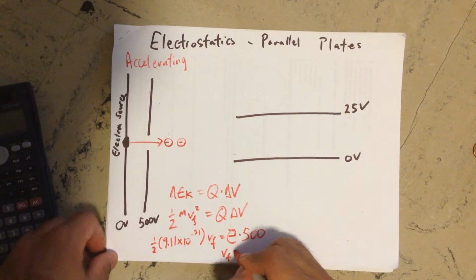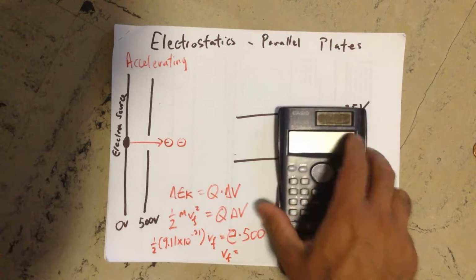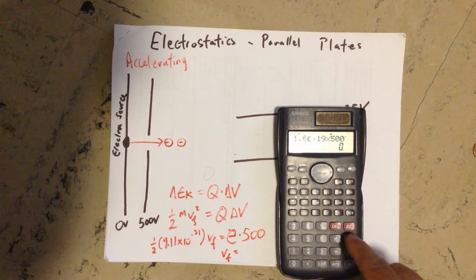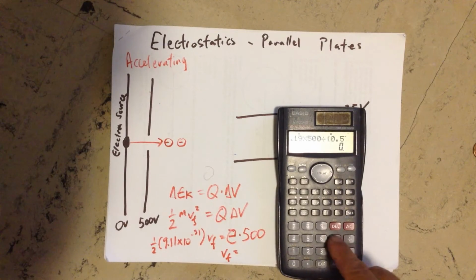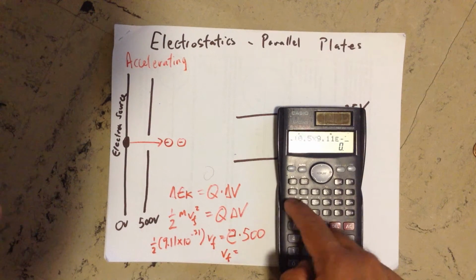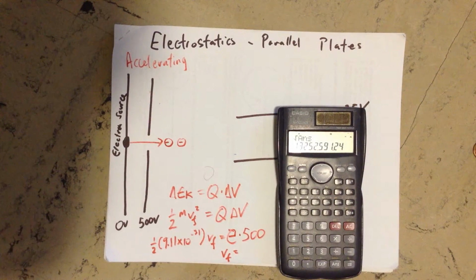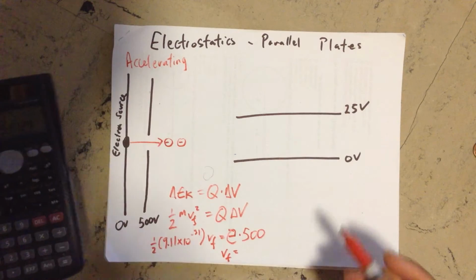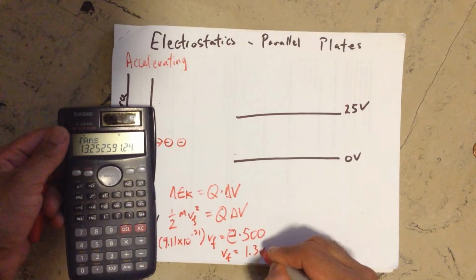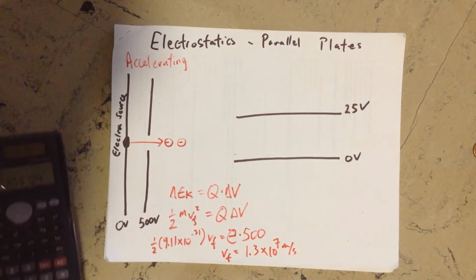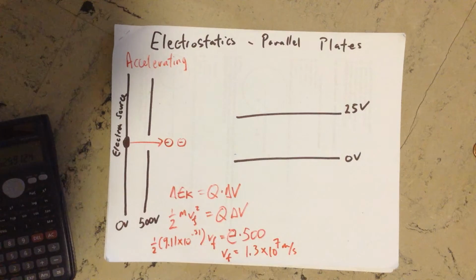So our final speed works out to: elementary charge, 1.6 times 10 to the negative 19, times 500 volts, divide that by 1/2 times the mass of an electron, square root the answer, and we get a speed of these electrons of 1.3 times 10 to the 7th meters per second as they exit this system. So that's the accelerating plates taken care of.